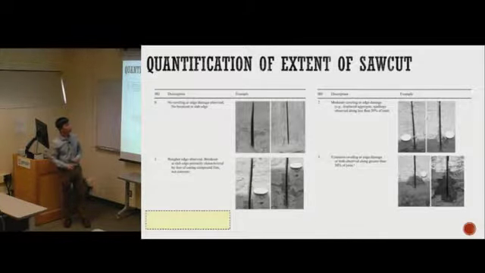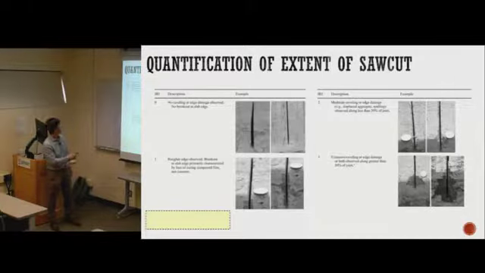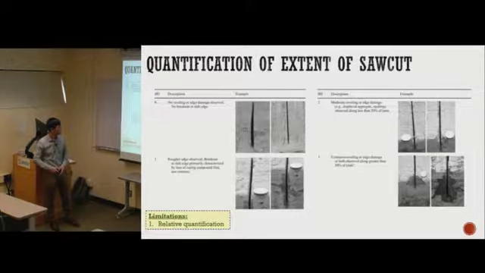Another study tried to evaluate and quantify the raveling damage using the JRI, the joint raveling index, from 0 to 3. They just put a coin next to the joint and try to quantify it by visual inspection. The limitation, as you can see, is that this method gives only a relative quantification.